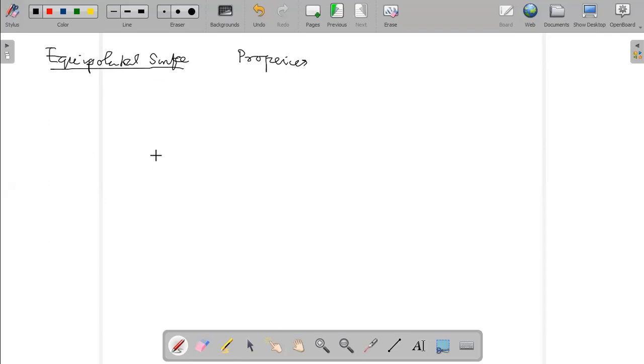Equipotential surface na, all the points on the surface are having the same potential. The meaning is equal potential. All the points on the surface are having the same potential.